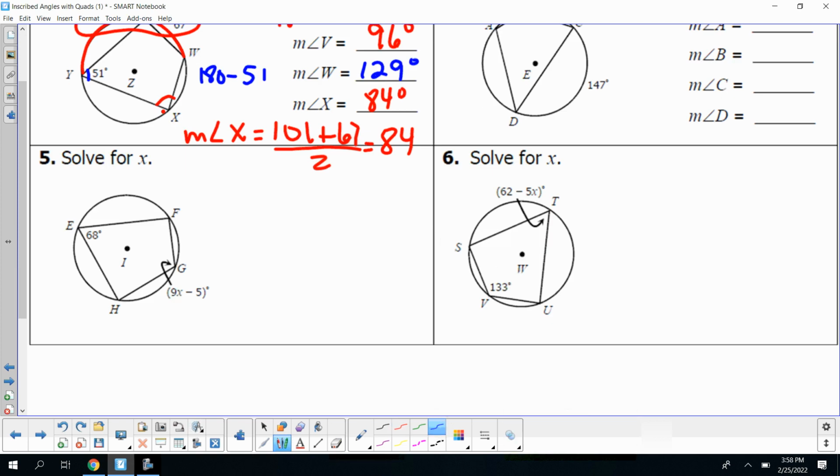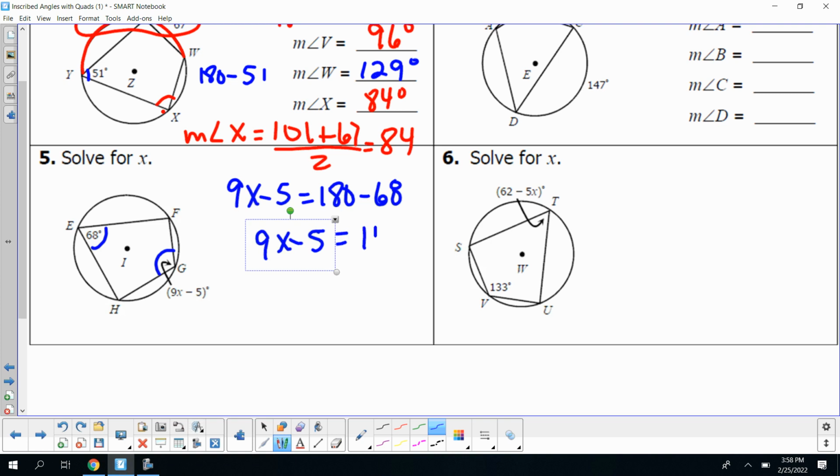Okay, let's take a look at number 5. We're going to solve for x. Remember that the measurement of angle G and the measurement of angle E together will equal 180. So I'm going to take 180 and subtract that 68. So that makes 9x minus 5 equal to 112. Add 5 to both sides, I get 9x equals 117. Divide by 9, I get x equals 13.